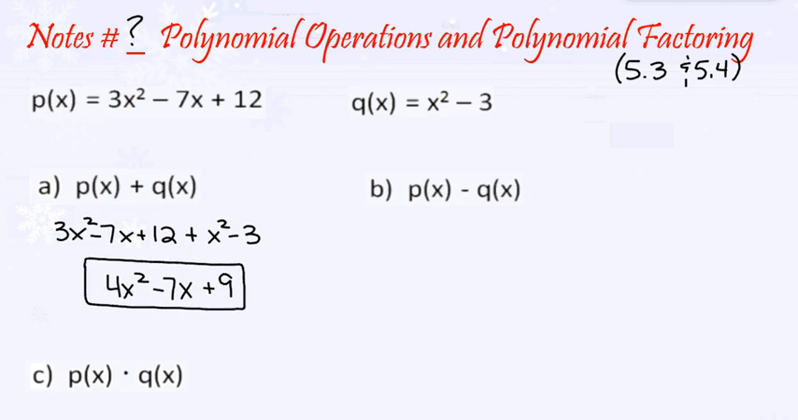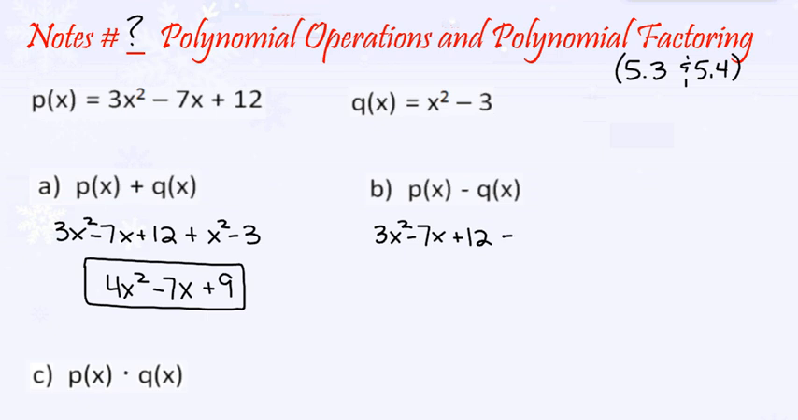Part B asks us to find p of x minus q of x. So we're subtracting this time. And it's pretty much like adding in that all you're going to do is combine the like terms. But of course you have to keep track of your signs and try to make sure that you don't make a mistake with distributing a negative or forgetting to distribute a negative.